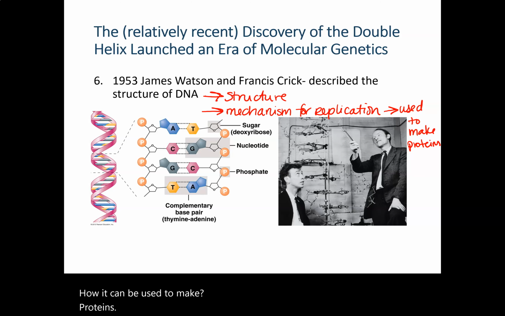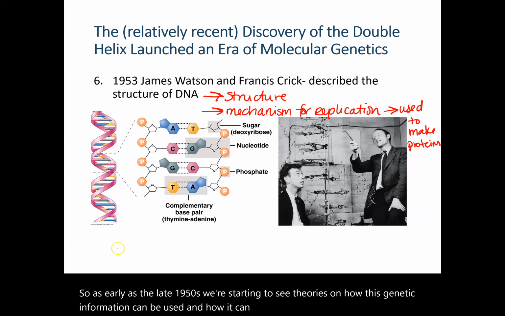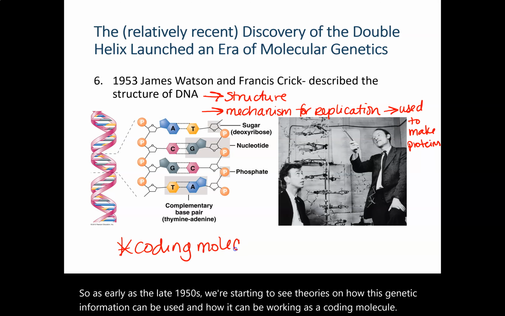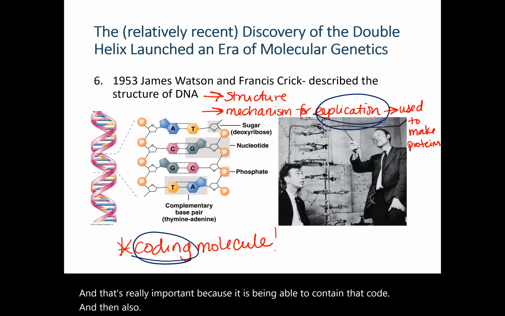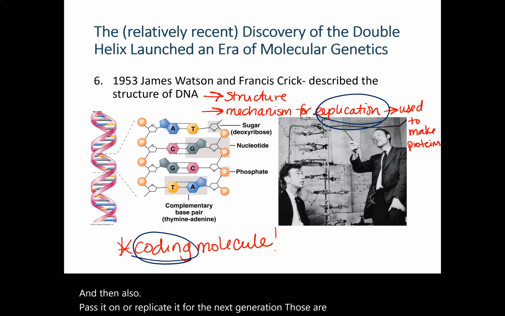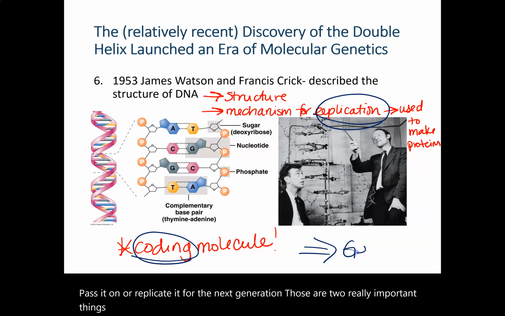So as early as the late 1950s, we're starting to see theories on how this genetic information can be used and how it can be working as a coding molecule. And that's really important because it is being able to contain that code and then also pass it on or replicate it for the next generation. Those are two really important things for the study of genetics.